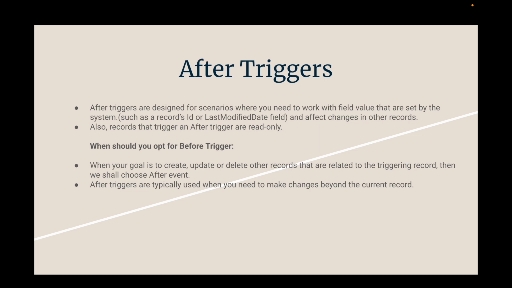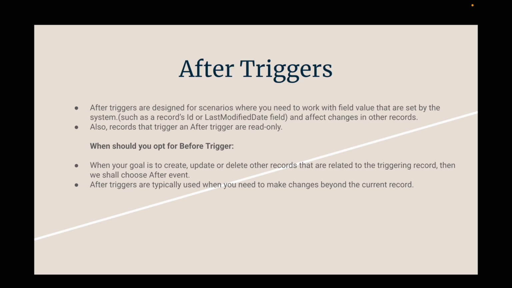Also, records that trigger an after trigger will be read only, so you can't make any changes on that. You can change the related record, but you can't make changes on the record itself, which is triggering the trigger. So when should you opt for after trigger?